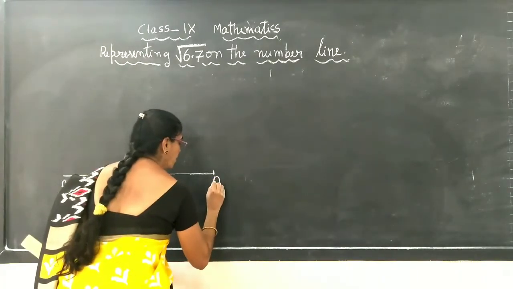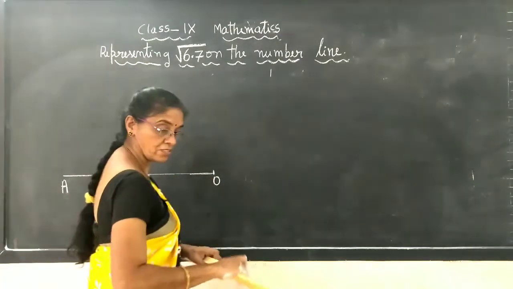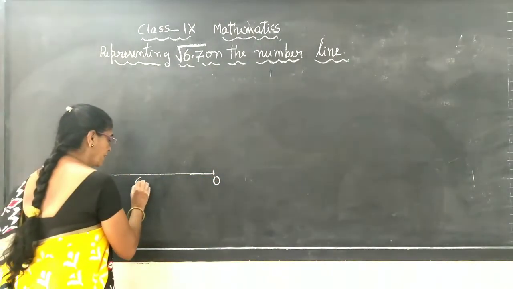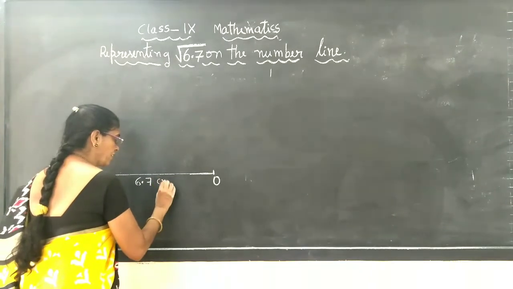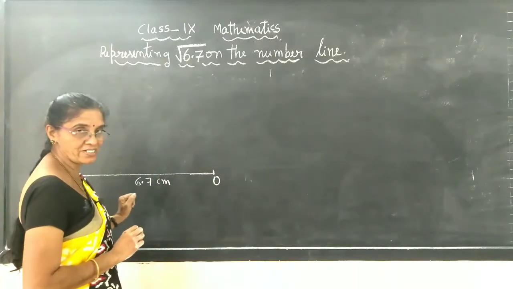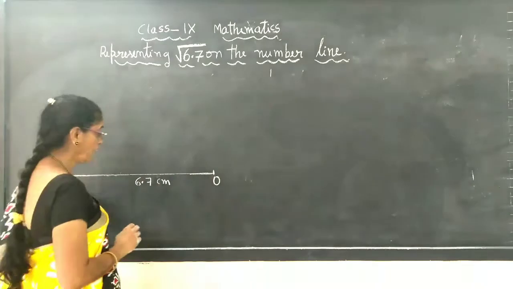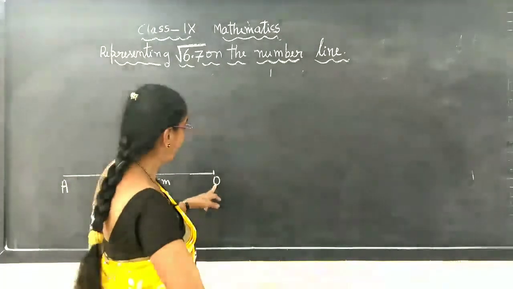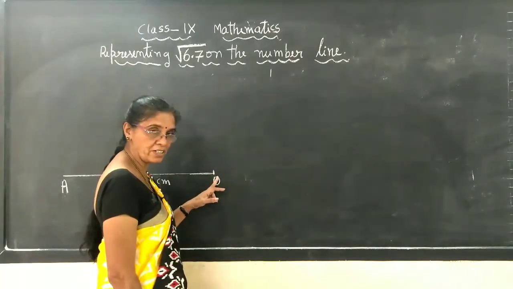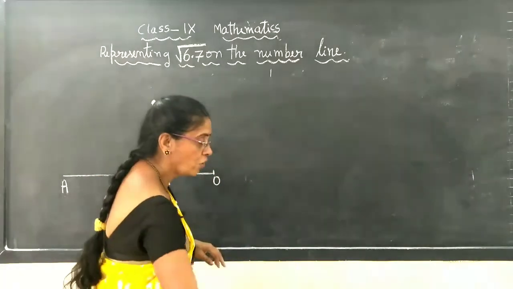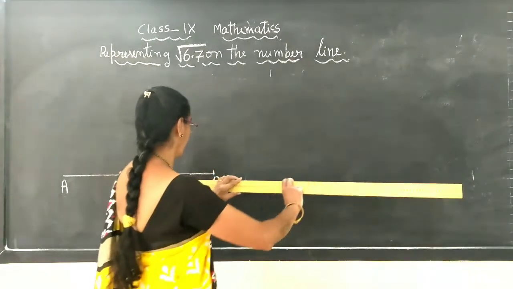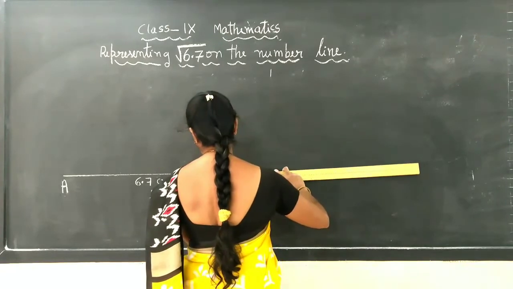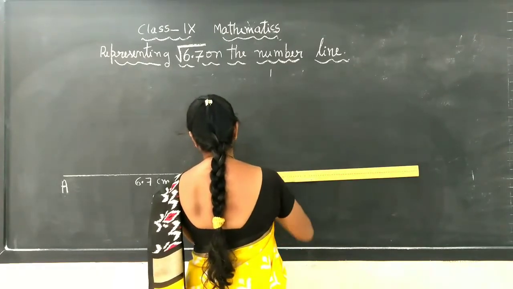AO I will name it. How much do we have to take? The first number, 6.7 centimeters. Take exactly 6.7 centimeters in your book. AO. Got it? What is the second step? Extend this line from here, taking 1 unit, 1 centimeter. So keep it on the AO line. How much do we have to draw? Exactly 1 centimeter.